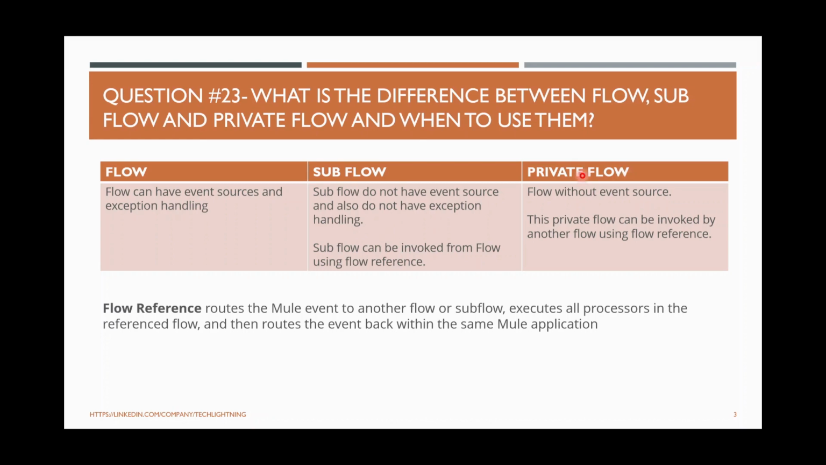And what is a private flow? A private flow is nothing but a flow. You drag and drop your flow component, and if you don't specify any event source, then that is called a private flow. As this particular flow has no event source, it can be invoked by another flow using a flow reference. And what is a flow reference?